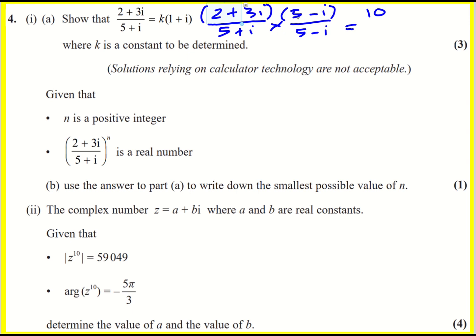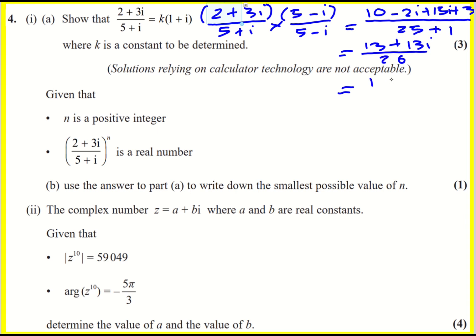minus 2i plus 15i, and then minus 3i squared, which becomes plus 3, all over 25 minus 5i plus 5i. That's precisely why we're doing this, because we get rid of the imaginary parts, minus i squared, which becomes plus 1. That's 13 plus 13i over 26, which then simplifies to (1 + i)/2.